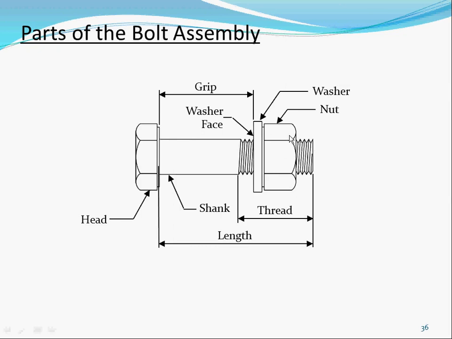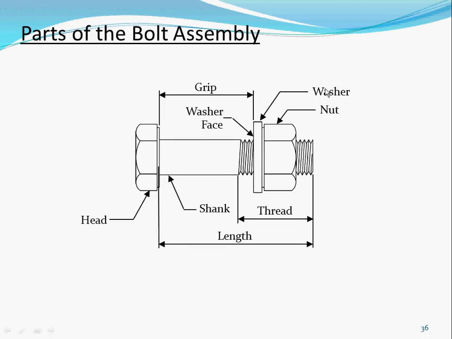So when you put the nut on, the grip is wherever the 2 plates come together. The spacing between your washer face and the bottom of the nut, or the bottom of the head, is your grip. So when the 2 plates are together, you're gripping them together. They call that the grip. There's a washer here, and then a nut.